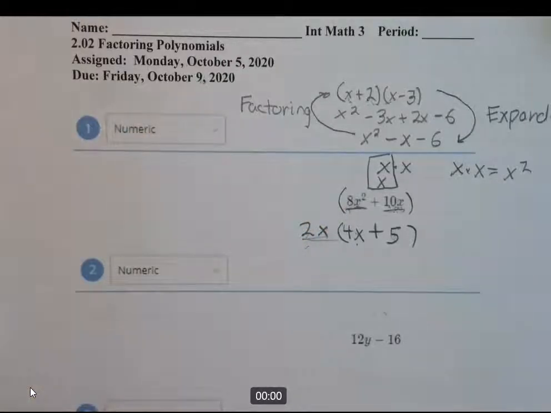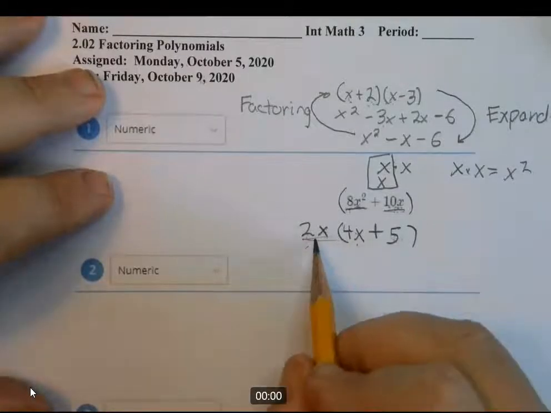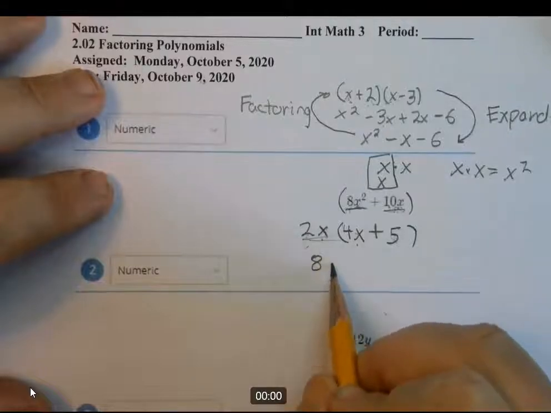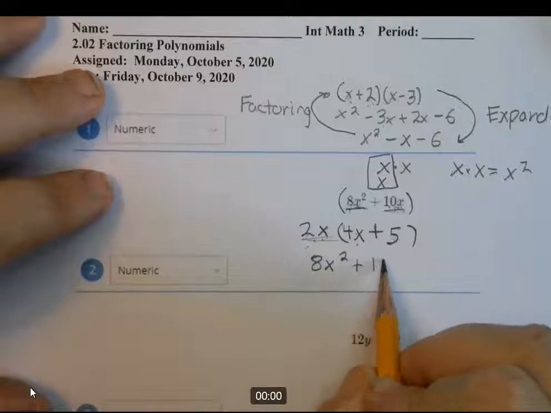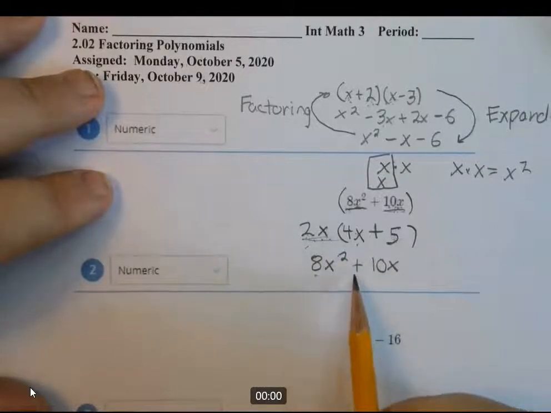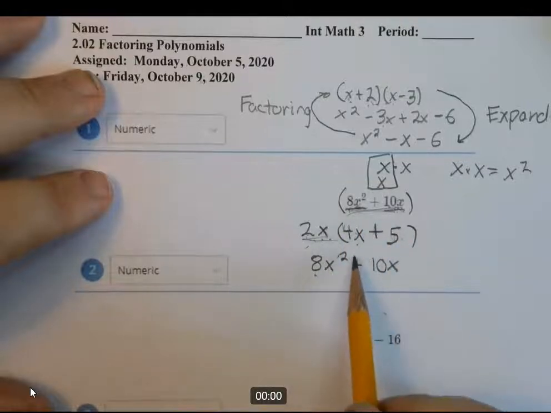So how do you check your work? If you didn't have a solutions video, you go ahead and you expand it again. So 2 times 4 is 8. X times x is x squared. 2 times 5 is 10. And then you have the x multiplied through as well. So it's 8x squared plus 10x. That's what we started with. So that means that's the correct answer.